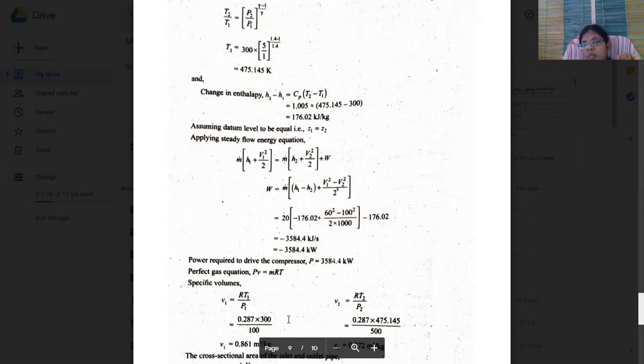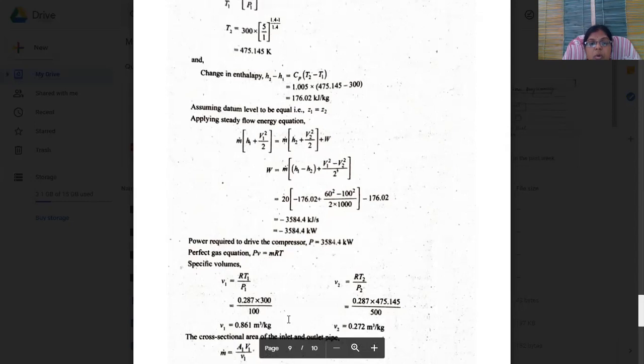Because it is compression work, work done on the system, not work done by the system. That is why we got a negative work done. So negative work done is nothing but a compression process. If it is positive, it is work done by the system. Here negative means work done on the system, that is a compression. If it is positive, it is an expansion. So that is why we got negative work done.